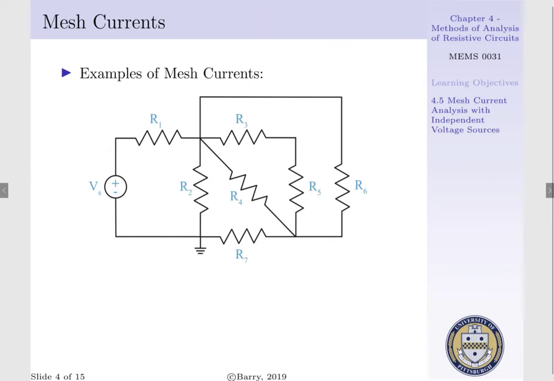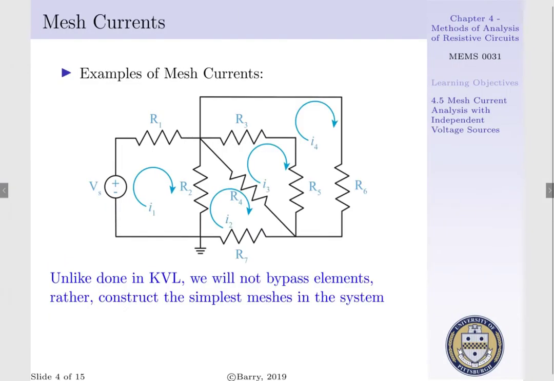To begin, let us look at the following circuit. We have a voltage source that feeds into R1, R2, R3, R4, R5, R6, and R7. We can construct mesh currents. That is, we have 4 unique mesh currents within our system.